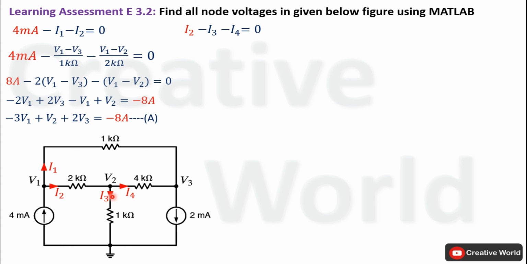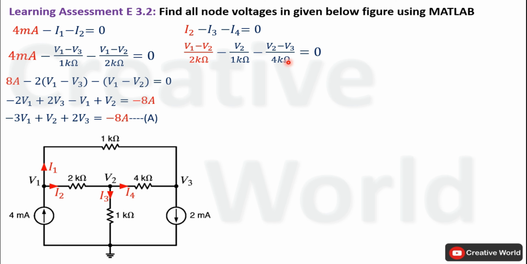Similarly, I4 will be equal to voltage across this 4 kilo ohm resistance, that is equal to the difference of these two voltages. Because current is leaving from this node, so this node would be on higher potential. So voltage across this 4 kilo ohm resistance will be equal to V2 minus V3, and current through this 4 kilo ohm resistance will be equal to V2 minus V3 divided by 4 kilo ohm. Modify this equation by replacing their respective current equations. I2 is equal to V1 minus V2 divided by 2 kilo ohm, I3 is equal to V2 divided by 1 kilo ohm, and I4 is equal to V2 minus V3 divided by 4 kilo ohm.